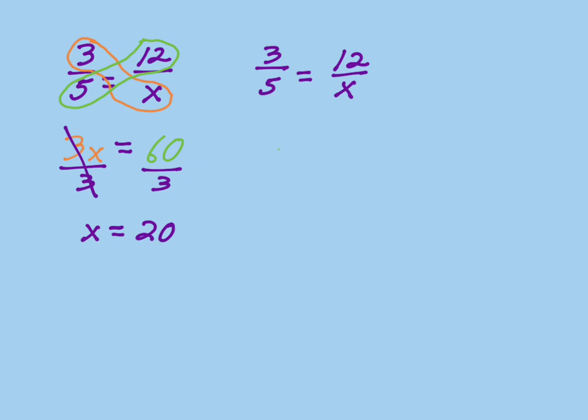Now, I can also use my skills about fractions and reducing fractions and writing equivalent fractions to find x. Look at 3 and 12. What could I do to 3 to get 12 by multiplication? Well, if I took 3 times 4, that would equal 12. So whatever I do to the numerator, I'd have to do to the denominator. So 5 times 4 is 20. A little quicker way to get there. Now, that doesn't always work, but that is something that you need to watch for.